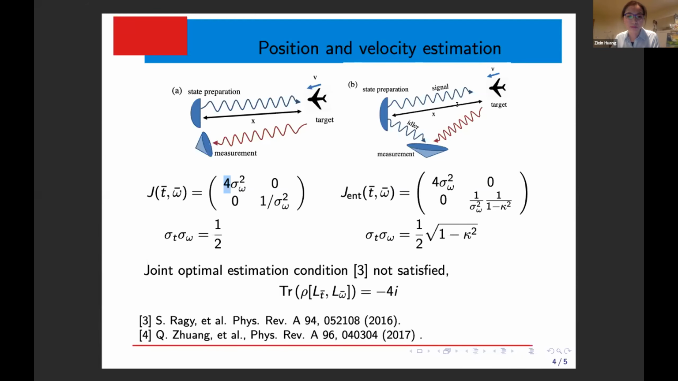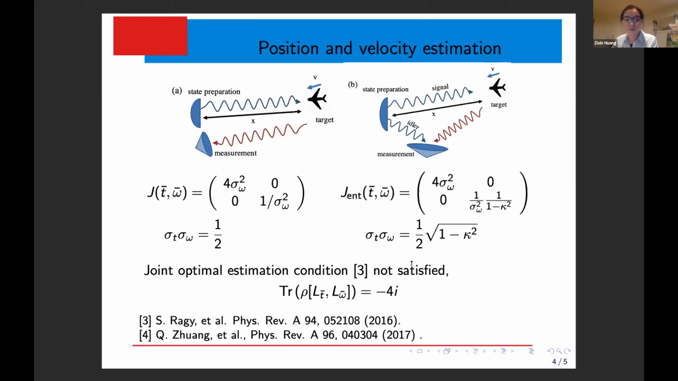On the other hand, if we look at an entangled state, the situation is something similar to quantum illumination. So you have something that's produced by an SPDC pair. You send the signal towards the target and you perform a joint measurement between the signal and the idler. The QFI matrix now has an extra 1 minus kappa squared term on the bottom, where kappa describes the degree of correlation between the signal and the idler, and it's between 0 and 1. Now we see that the bandwidth-duration product can be less than a half.